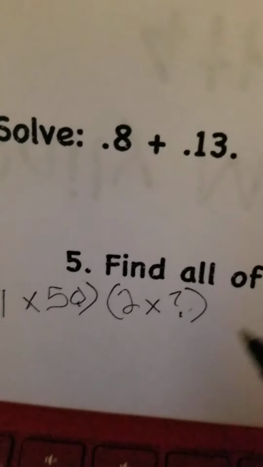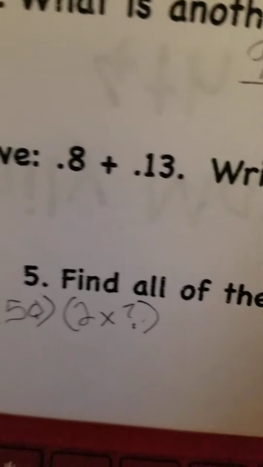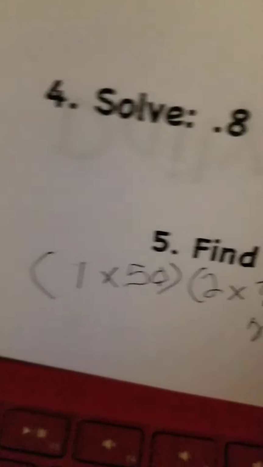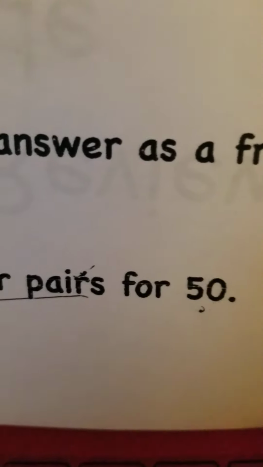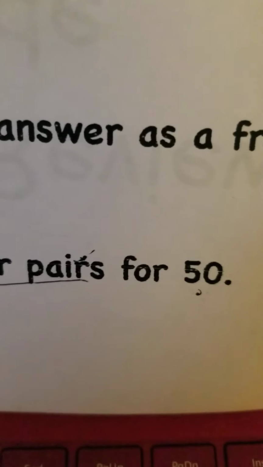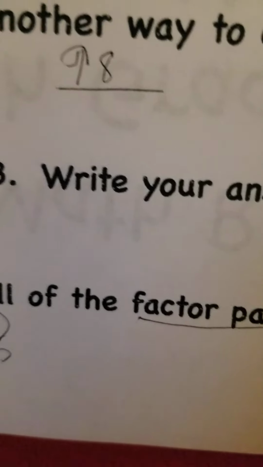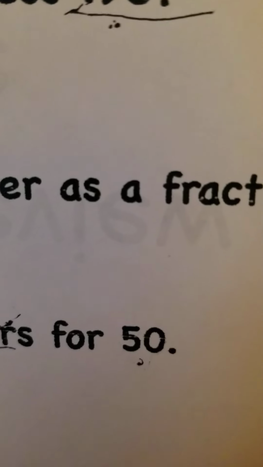I'm going to give you a hint with the second one. 2 times what is 50? Well, 2 times 25 is 50. We know that, right? Now, see if 3 times a number would go into 50 evenly, no remainders. If not, then those are not factor pairs. What they're asking you is digits multiplied together are considered factor pairs to equal whatever digit they gave you.